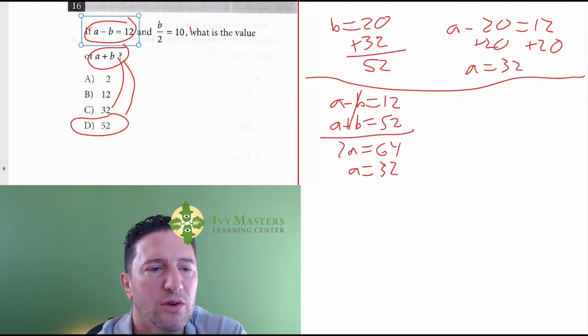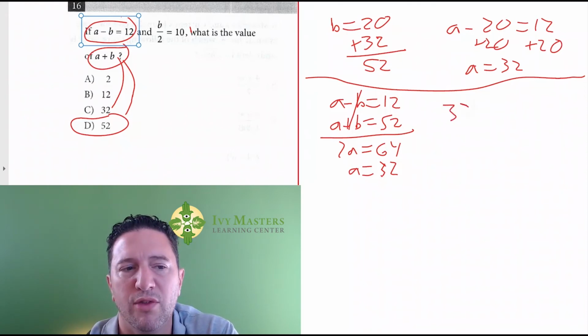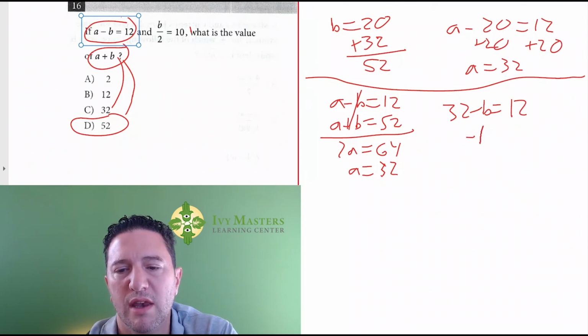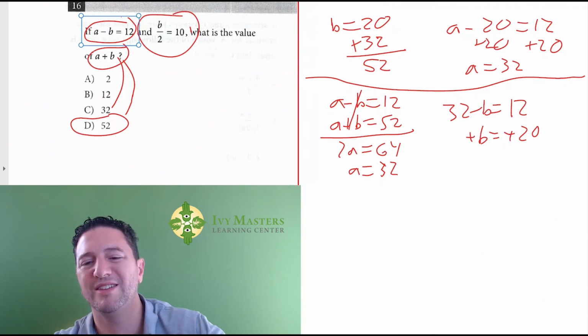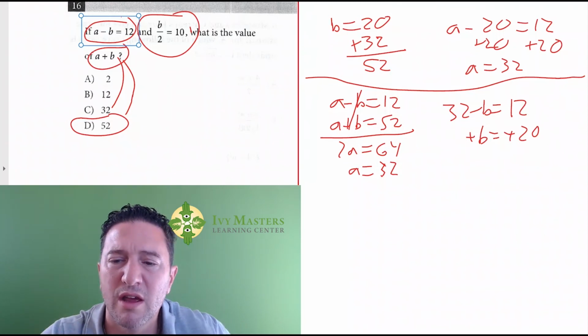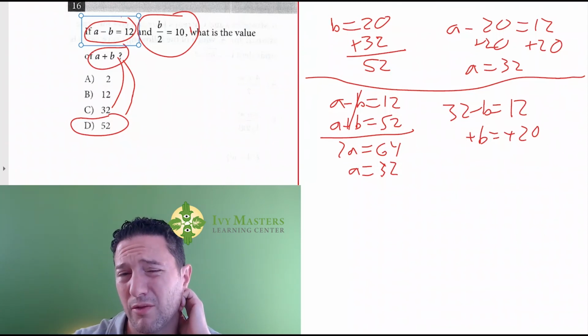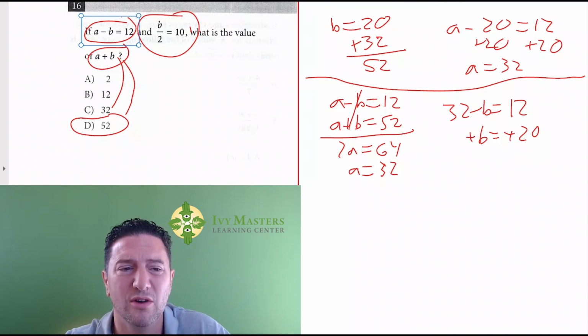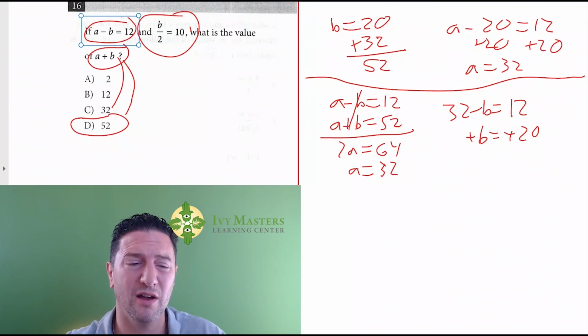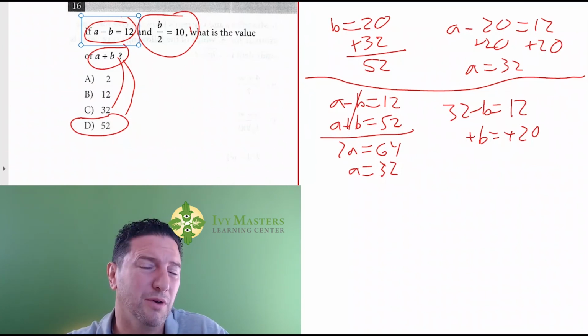And if a equals 32, then you have 32 minus b equals 12. You get negative b equals negative 20, subtracting 32 from both sides. Multiplying both sides by negative 1 would give you b equals 20. And then you could plug it back in here: 20 over 2 is 10. It works out. So that is your correct answer. I would not recommend doing that for this, but for another question that you don't know how to do and you have to find a way to solve it to get it right, it's a possibility.